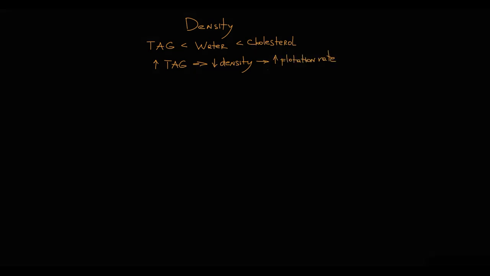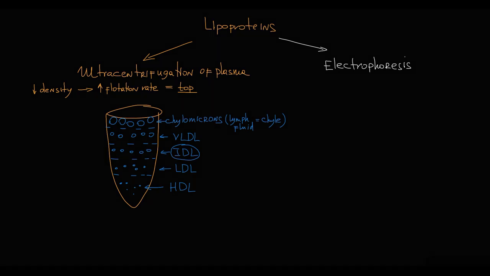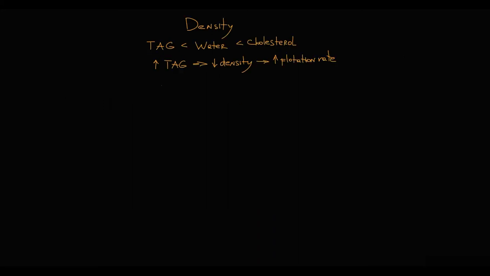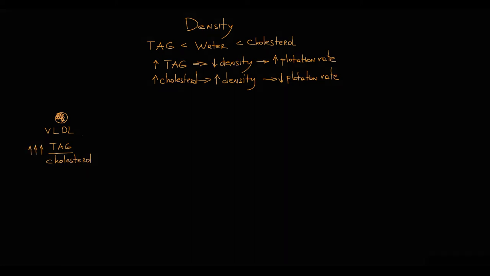lipoproteins. So what are the major factors that determine the density of these particles? First of all, the triacylglycerol molecule is lighter than water, but cholesterol is heavier than water. So the particles with the highest triacylglycerol content have the lowest density, and thereby they have the highest flotation rate. So even now we can say that the main transporters of triacylglycerols in the bloodstream are chylomicrons and very low density lipoproteins. And obviously particles with the highest density have the highest cholesterol concentration. The typical example of how logically this works: a very low density lipoprotein particle has a very high triacylglycerol to cholesterol ratio. Because the amount of triacylglycerols in this particle is very high, it makes the concentration of cholesterol very low.